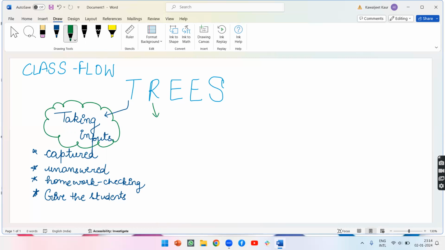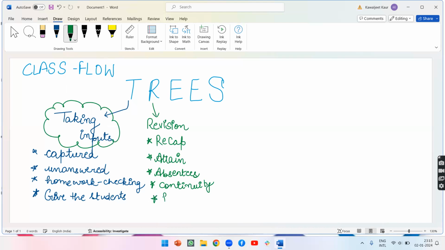Next is revision. It is very important that we have a recap of the previous class topic. We should attain the knowledge properly. If a student is absent, the absentees would be able to connect with the lecture that is going on. So the continuity is maintained, and they will be able to relate to the topic more.